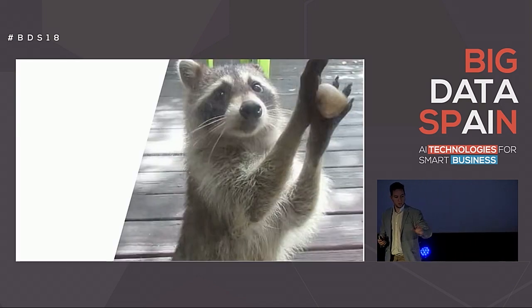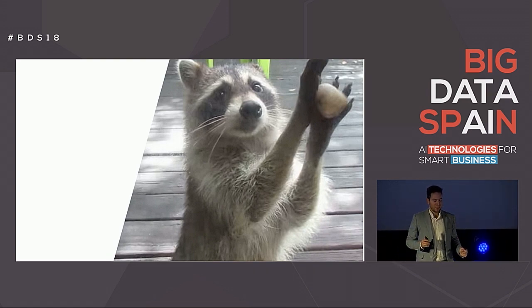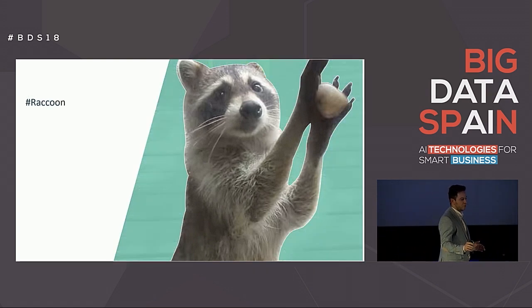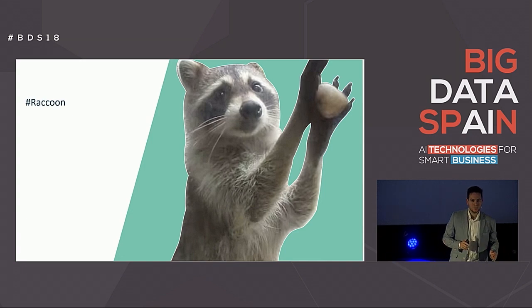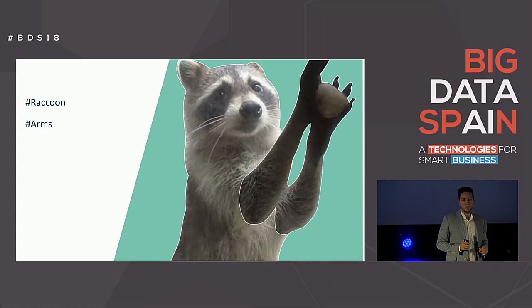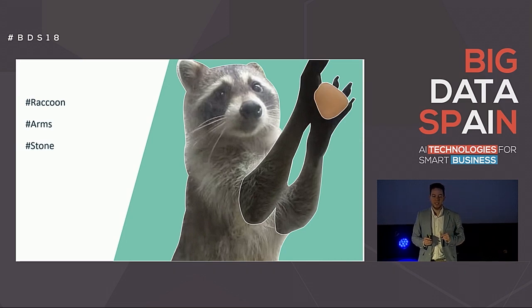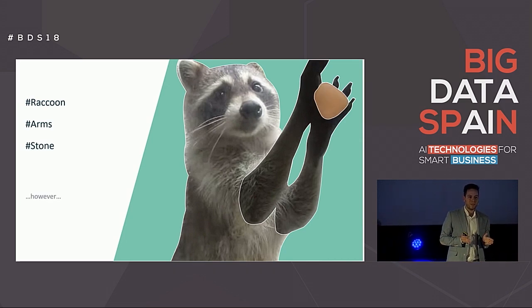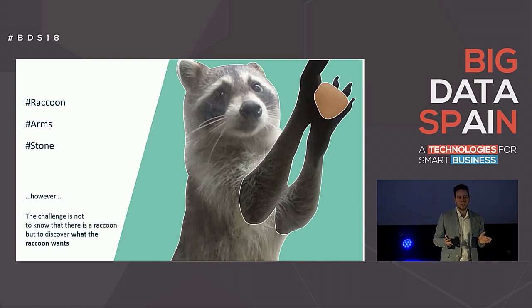So okay, coming back to the raccoon. As I said, it's not a big deal to recognize that that's a raccoon. That was clear, right? It's neither a big problem to recognize the arms of the raccoon, not even the stone that it's holding. So what's the challenge here? The challenge is to know what the raccoon wants, to make a decision with that input.